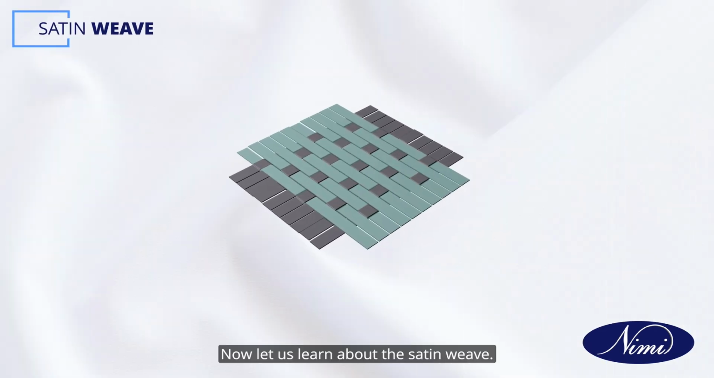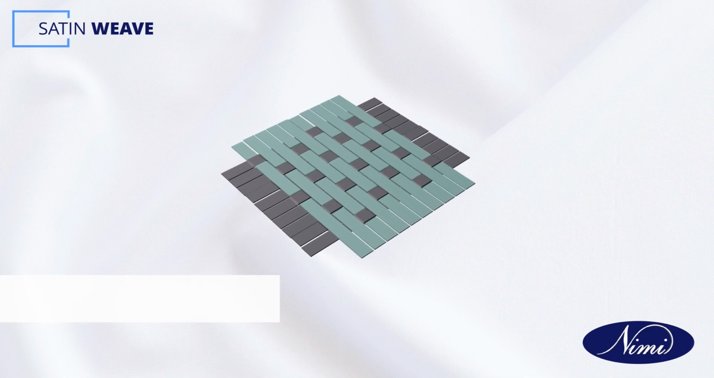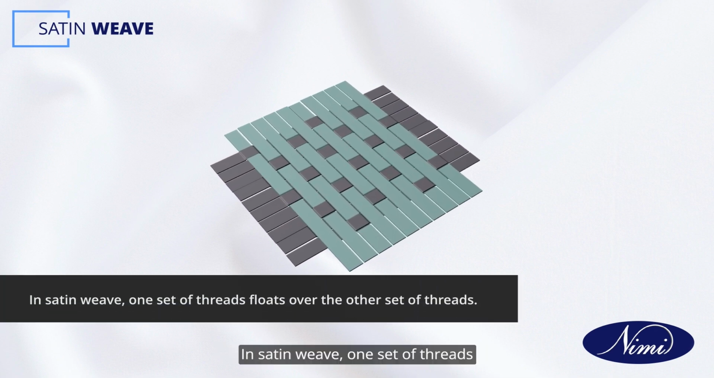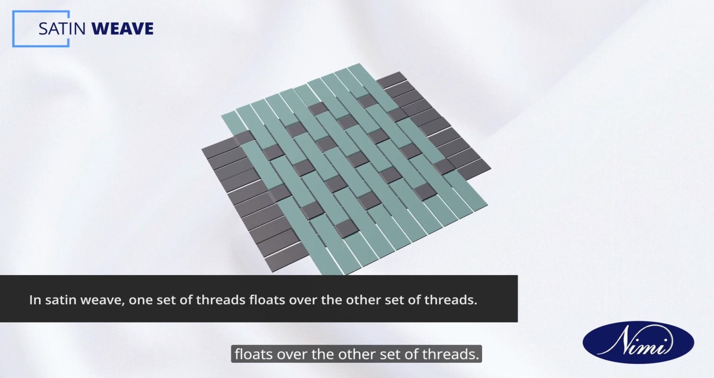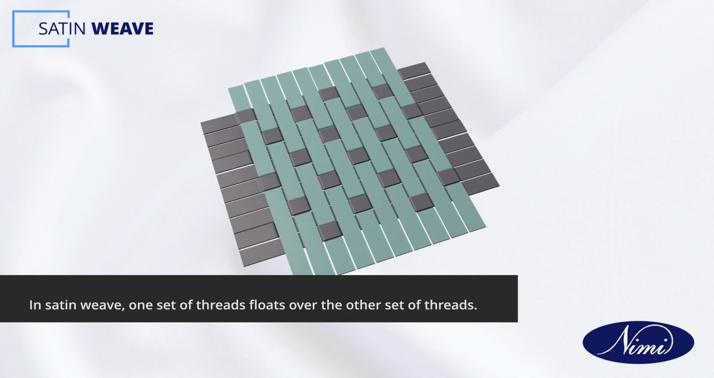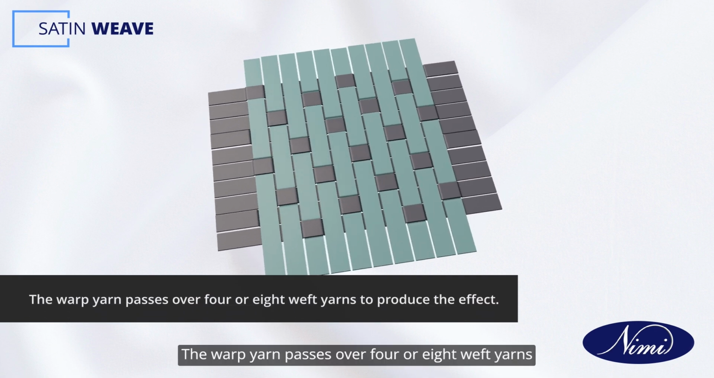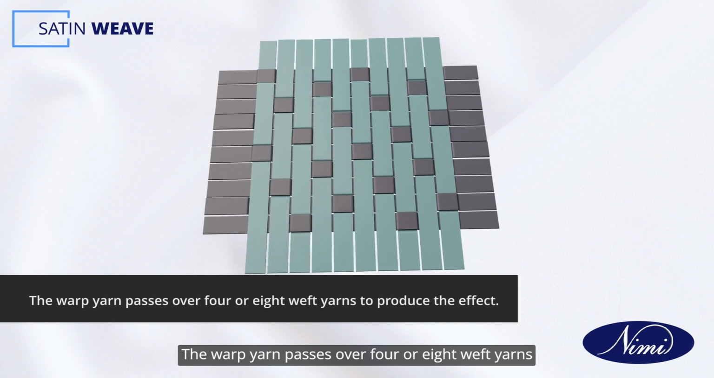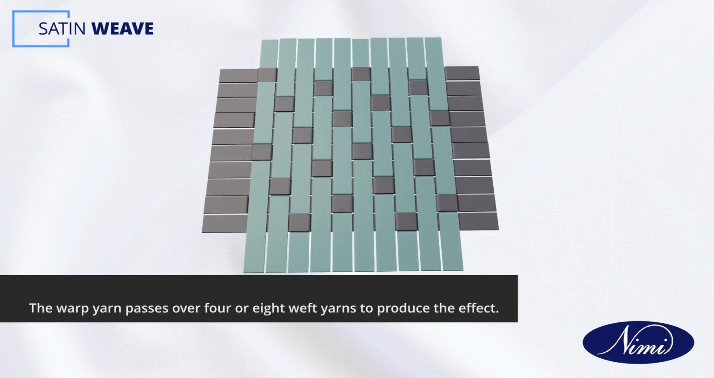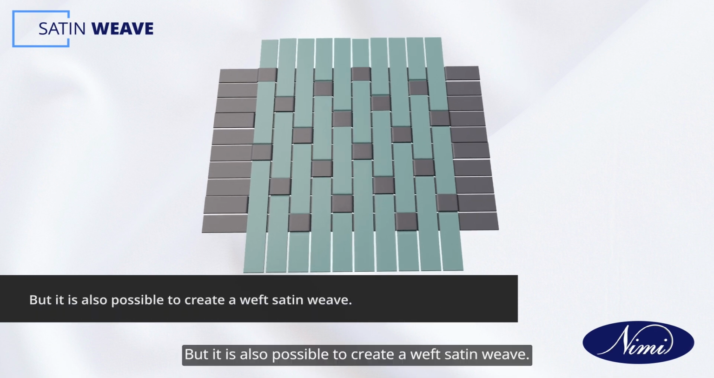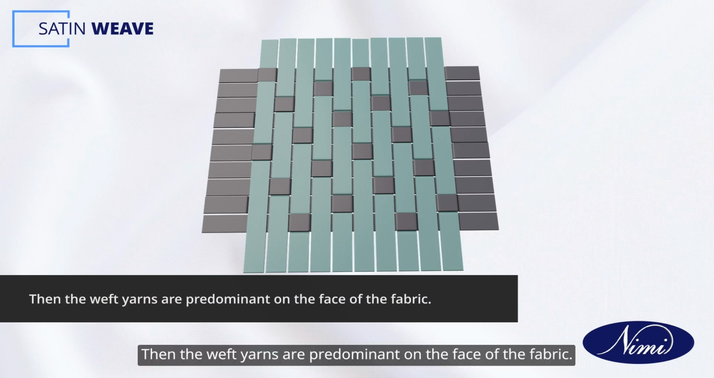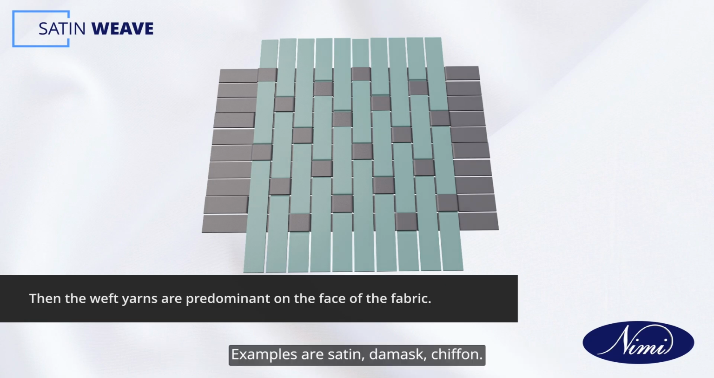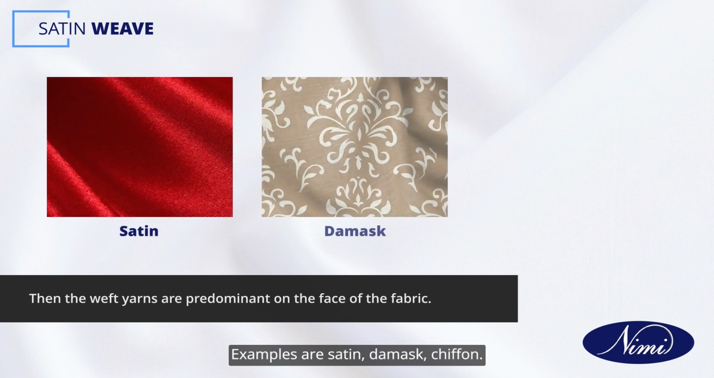Now, let us learn about the satin weave. In satin weave, one set of threads floats over the other set of threads. The warp yarn passes over 4 or 8 weft yarns to produce the effect. But it is also possible to create a weft satin weave. Then, the weft yarns are predominant on the face of the fabric. Examples are satin, damask, chiffon.